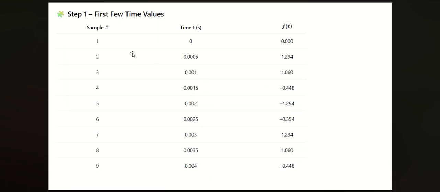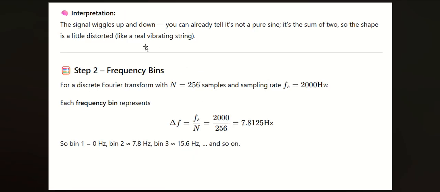Next, if you go through the time signal samples: at time 0, f of t is 0, and at 0.0005 it is going to be 1.294. Then at 0.002 it goes to minus 1.294. Then it goes to 1.294 again. It varies, right? It's going up and down. The signal wiggles up and down.